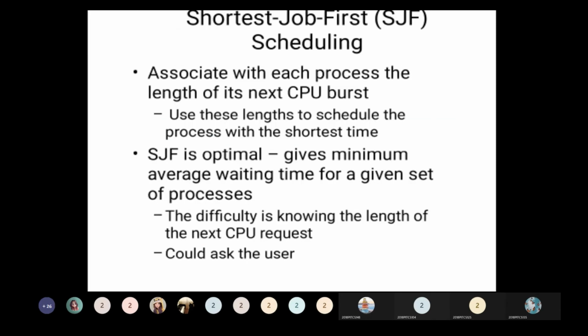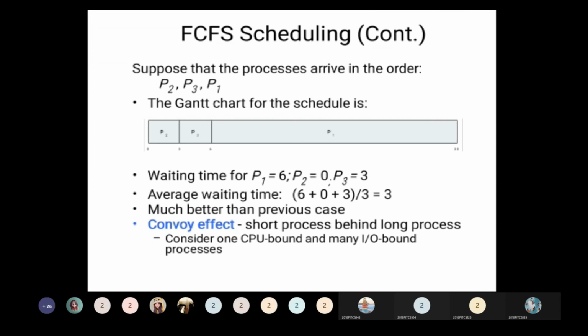The example for this is one CPU-bound and many IO-bound processes. CPU-bound means the process will be spending more time on CPU execution. IO-bound process means the process will be spending more time on IO operations. So when you have a mix of CPU-bound and IO-bound processes, it definitely leads to the effect called convoy effect.